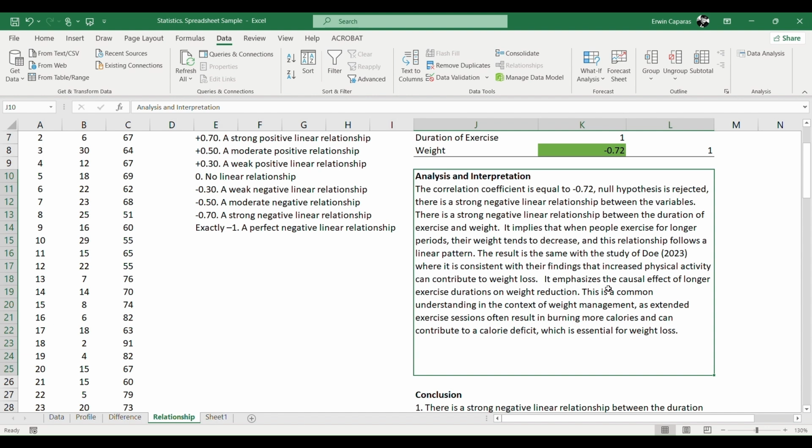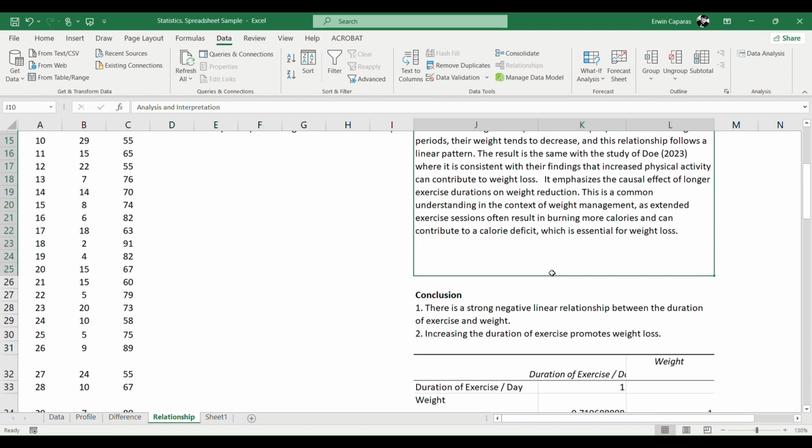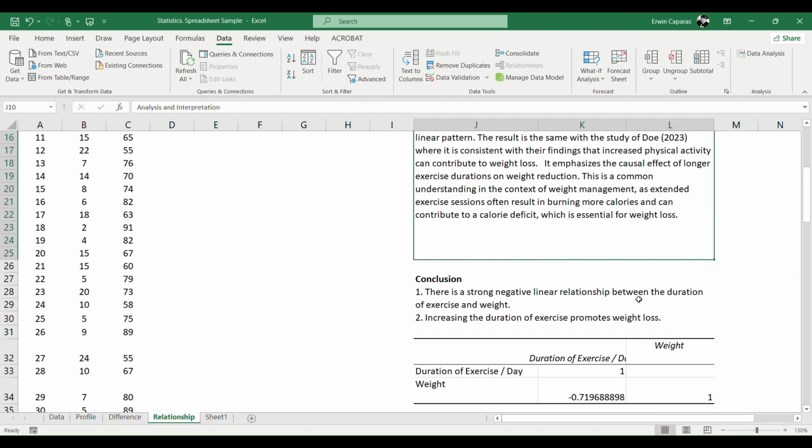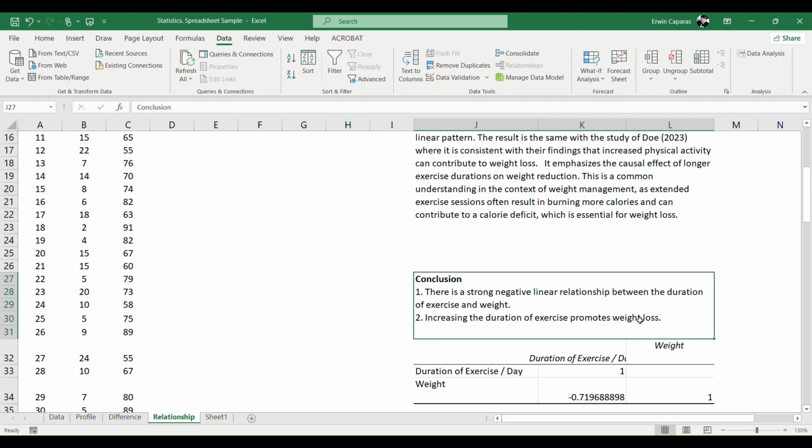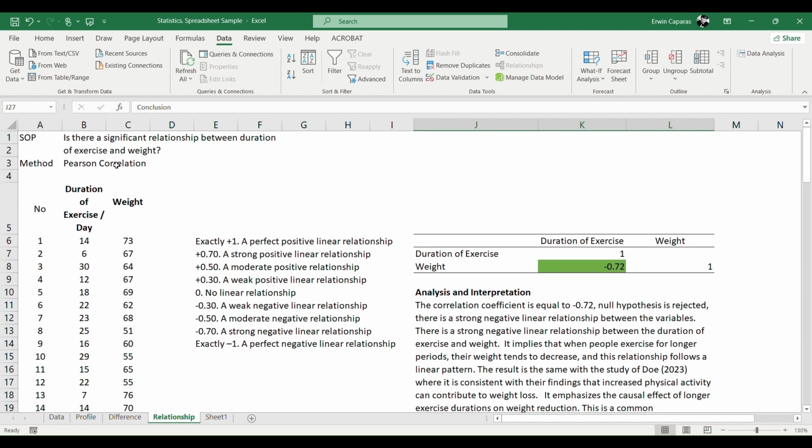It emphasizes the causal effect of longer exercise duration on weight reduction. This is a common understanding in the context of weight management, as extended exercise sessions often result in burning more calories and can contribute to a calorie deficit, which is essential for weight loss. So this explains the result or the findings of the study. So for our conclusion, there is a strong negative linear relationship between the duration of exercise and weight, and increasing the duration of exercise promotes weight loss. So that is for the Pearson correlation.